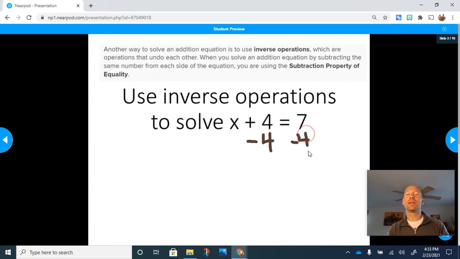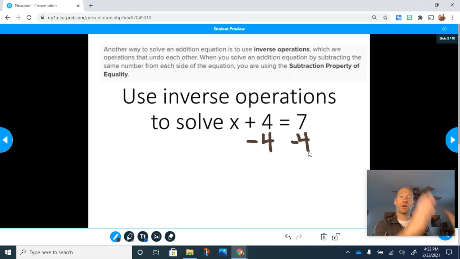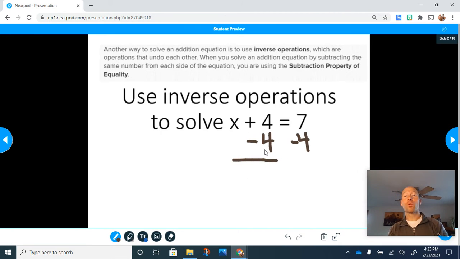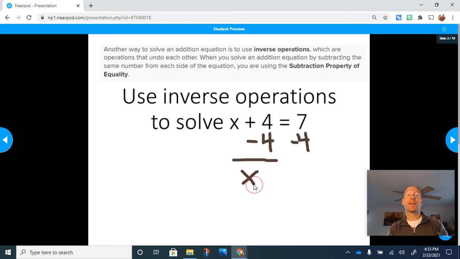Everything has to be in balance. Whatever we do to one side, we have to do the exact same thing to the other side to keep the equation balanced, to keep that scale from tilting. So what happens when I subtract 4 from the left side of the equation? That's right. x plus 4 minus 4 is x plus 0. And another way to say x plus 0 is just to say x.